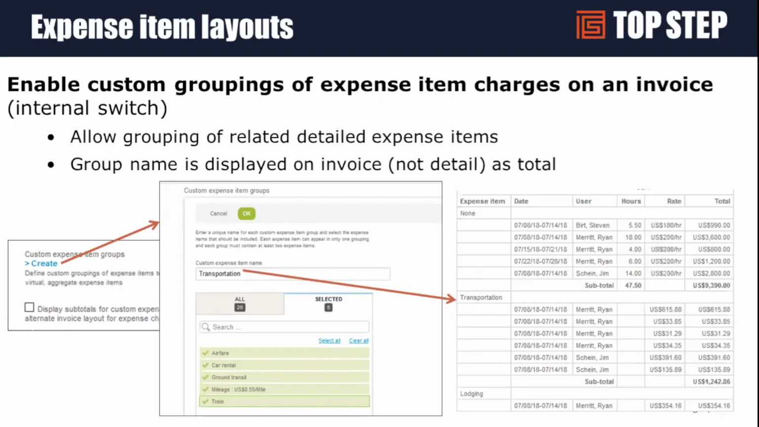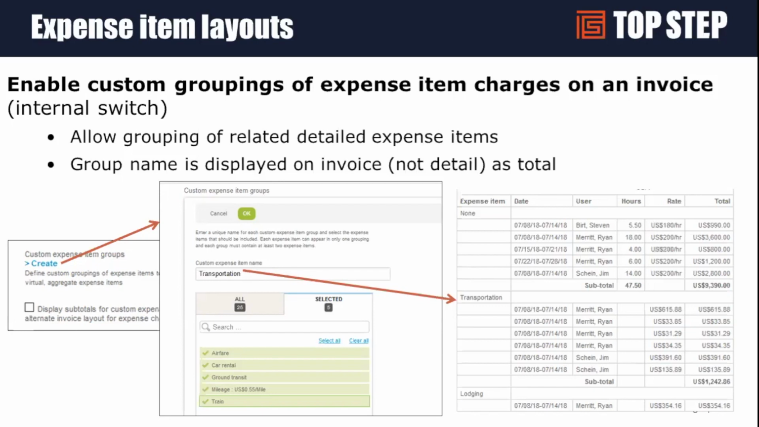So if you don't want to show that level of detail on an invoice, you just want to simply categorize it as travel or meals or transportation in the example here on the screen. In the invoice layout itself, there's something called custom expense item groups. You turn on the switch, and it'll be available on all your layouts. And what you do is you basically give a group a name. So in the example on the screen, it says transportation. And then you identify what expense item types belong to that group.